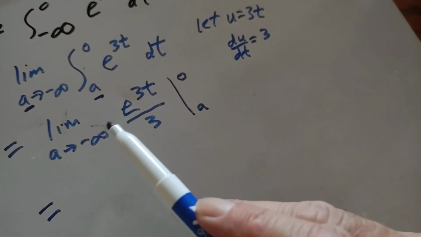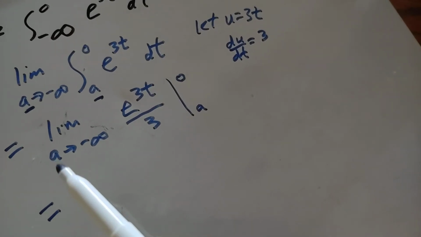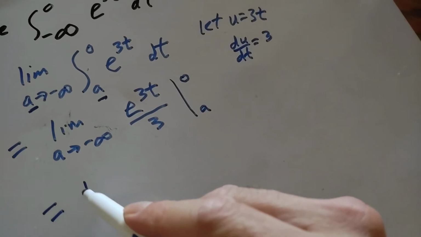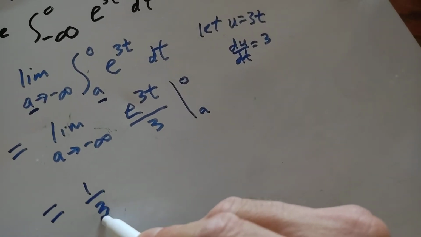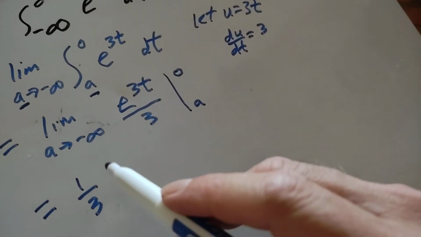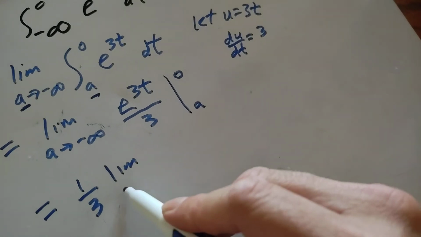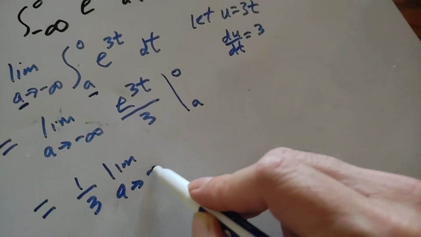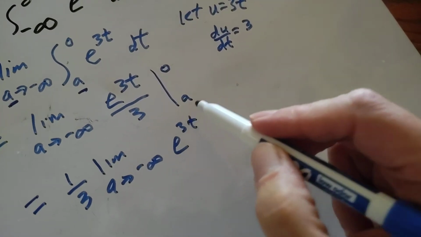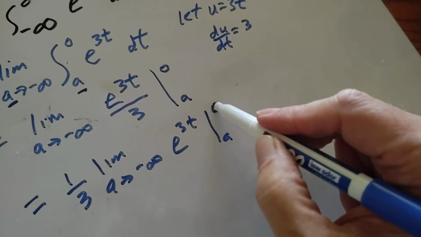I can either put it right here, or I can put it actually in front of the whole limit notation by property of limits. It doesn't really matter. I like to pull it all the way out front. So if you check out the notes on Learn, you'll see properties of limits as review. So this is the same thing, writing 1/3 the limit as a approaches negative infinity of just e to the 3t. And again, we're evaluating from a to 0.